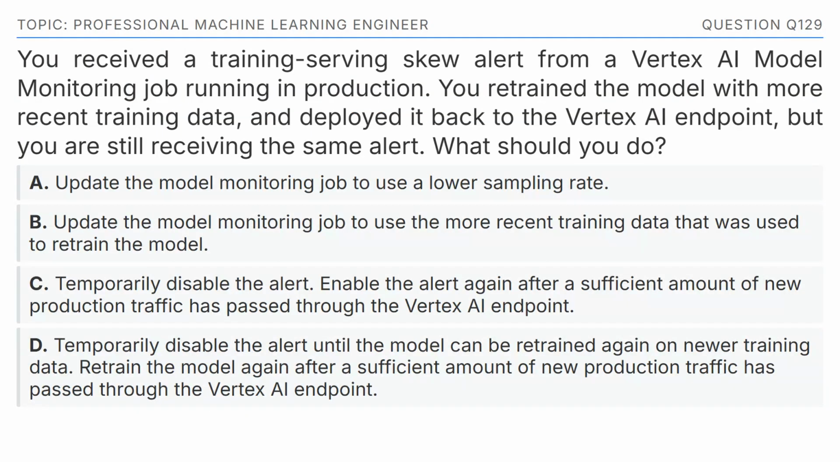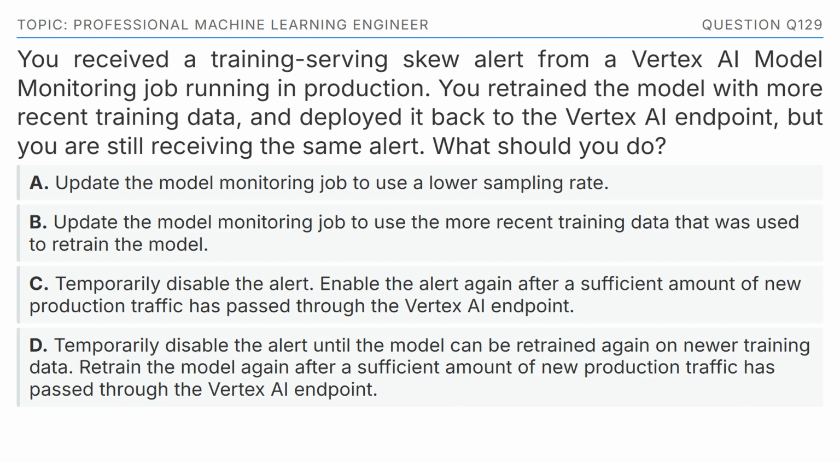You received a training serving skew alert from a Vertex AI model monitoring job running in production. You retrained the model with more recent training data and deployed it back to the Vertex AI endpoint, but you are still receiving the same alert. What should you do? The options are: Option A, update the model monitoring job to use a lower sampling rate.